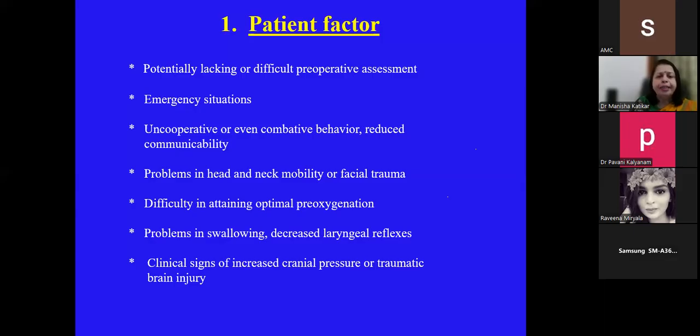There may be maxillofacial trauma in trauma cases. You may find it difficult to give them optimal pre-oxygenation because of maxillofacial trauma. They may have problems in swallowing. There may be decreased laryngeal reflexes. So all these things are very important, and you may get surprises on the table, such as the mouth not opening because the patient has trismus from tobacco chewing. So we need to assess the airway, which is very important, especially in a drowsy, unconscious patient, and you need to be prepared for difficult airway management in every patient.